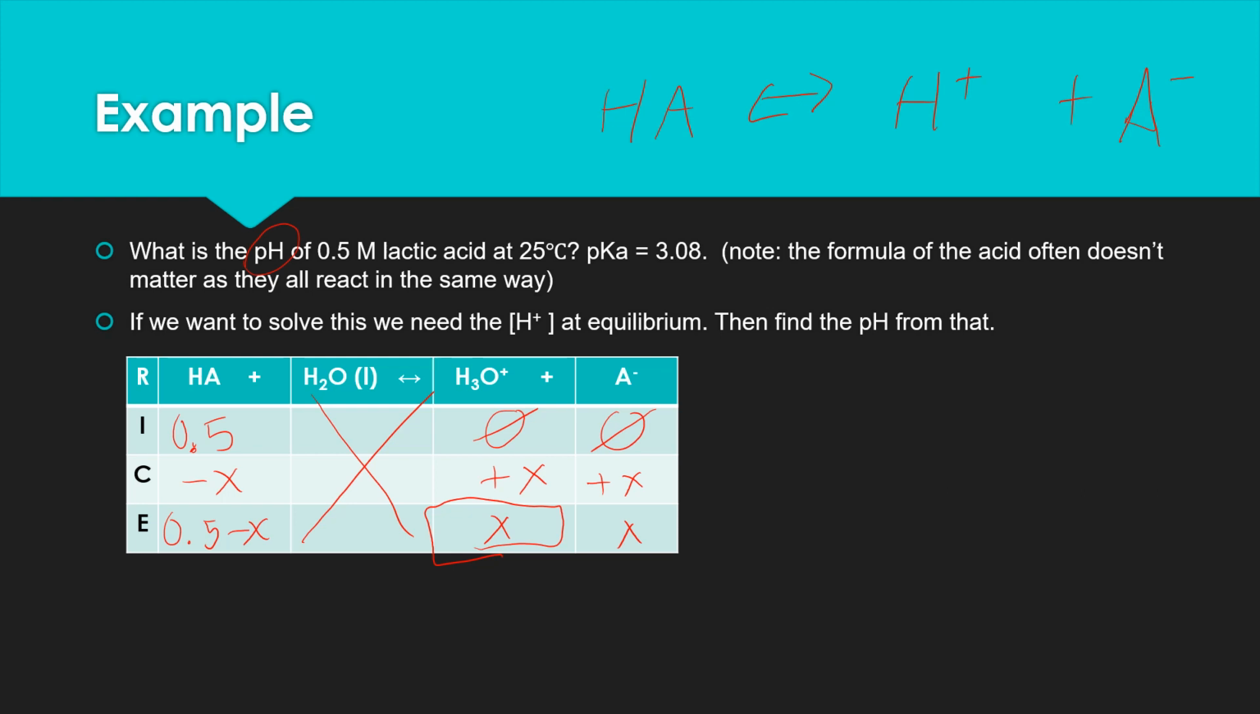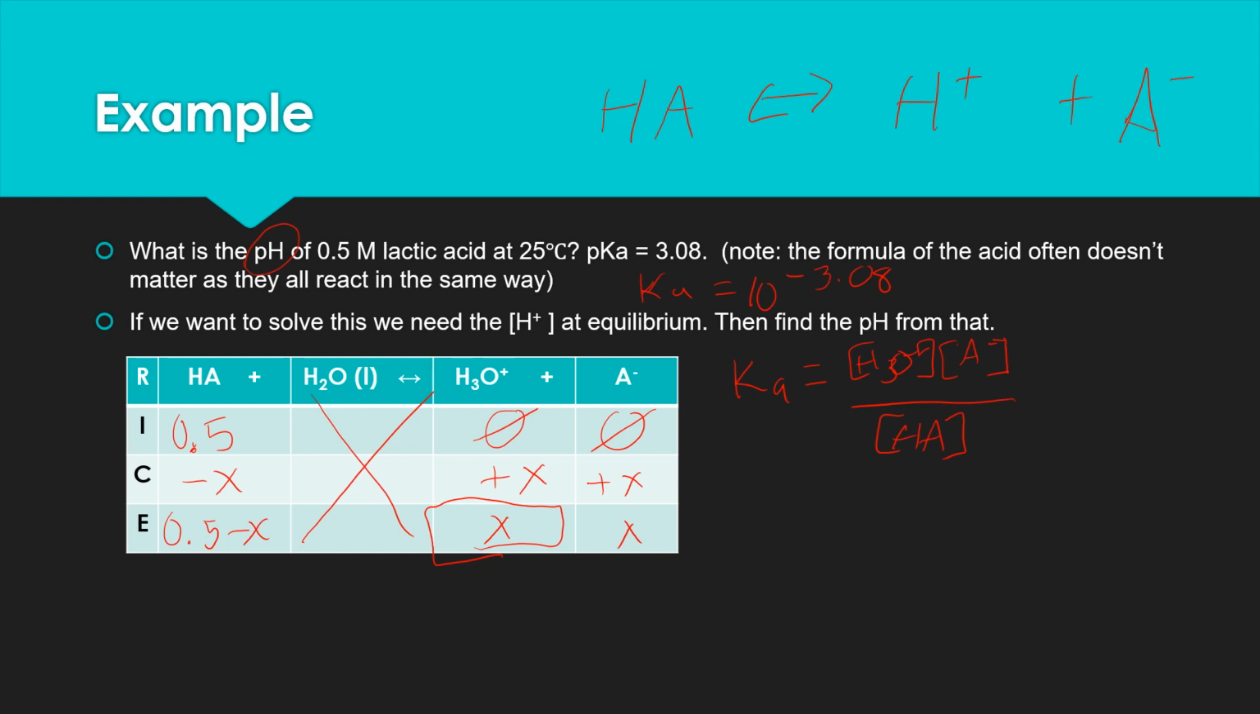Just like we've done in our last unit, we can write an equilibrium expression. So I'm going to go ahead and write that out. Again, this is the same one that's given on our equation sheet, H3O plus, sorry if it looks a little messy, A minus over the concentration of HA. And then we can plug in. Now we have the pKa, we don't have the Ka, but we can undo that. The Ka value is going to be 10 to the negative pKa, so 3.08.